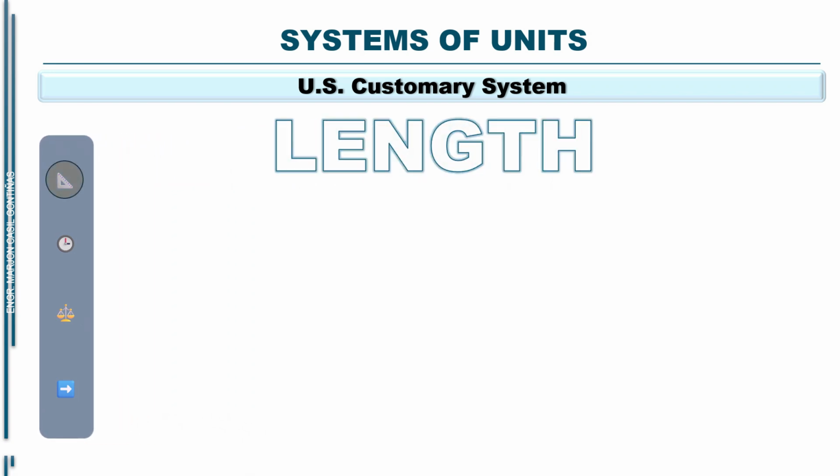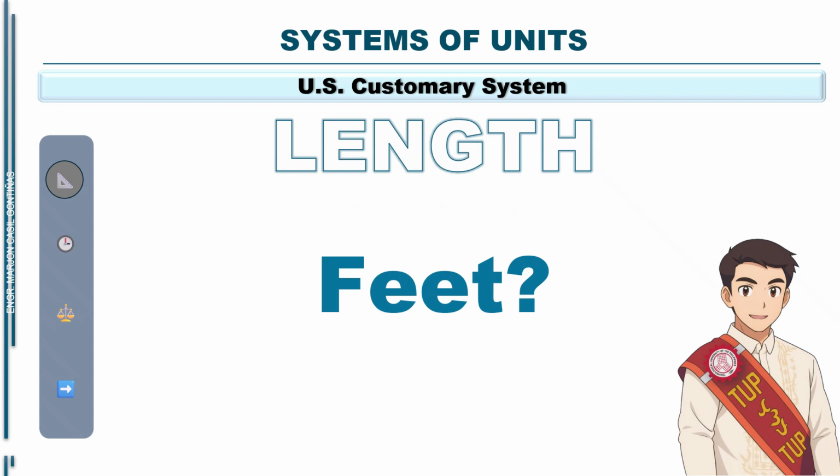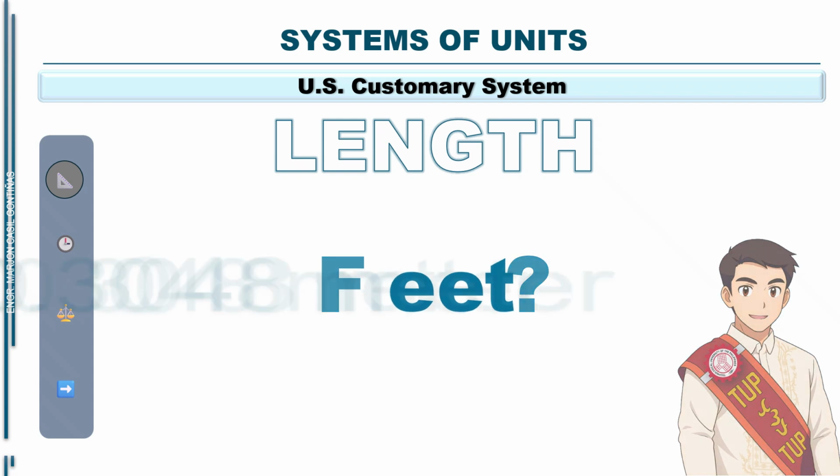First, let's talk about length in the U.S. customary system. In this system, length is measured in feet. The symbol is FT. Quick reminder, foot is singular, like 1 foot, whereas feet is plural, like 3 feet. But have you ever wondered why it's called feet or foot? Well, it actually comes from the length of a human foot. Back in ancient times, people used body parts like the foot, hand, or thumb to measure things.